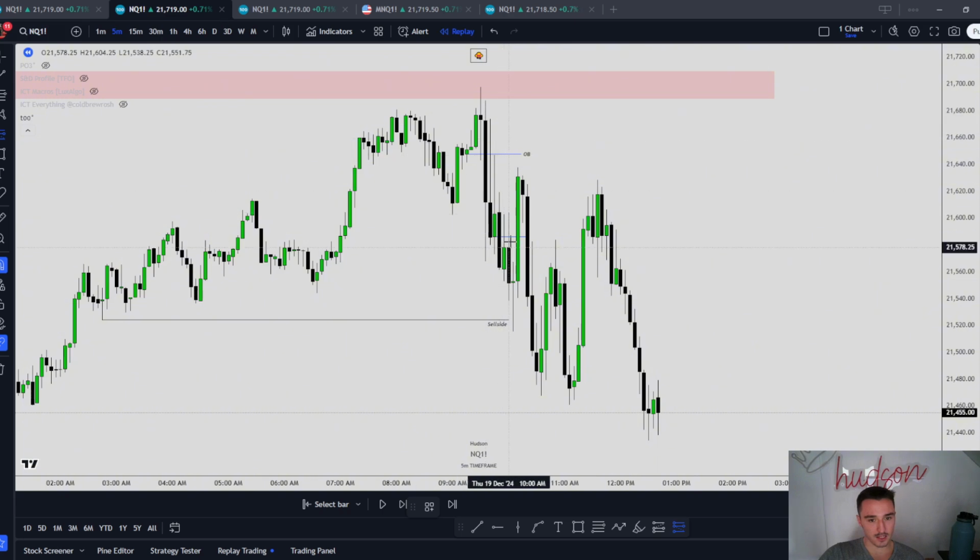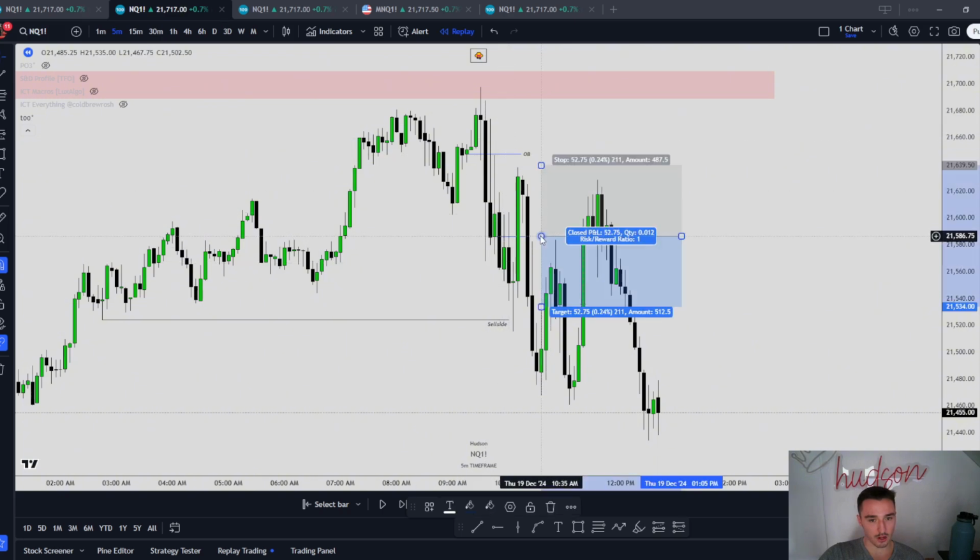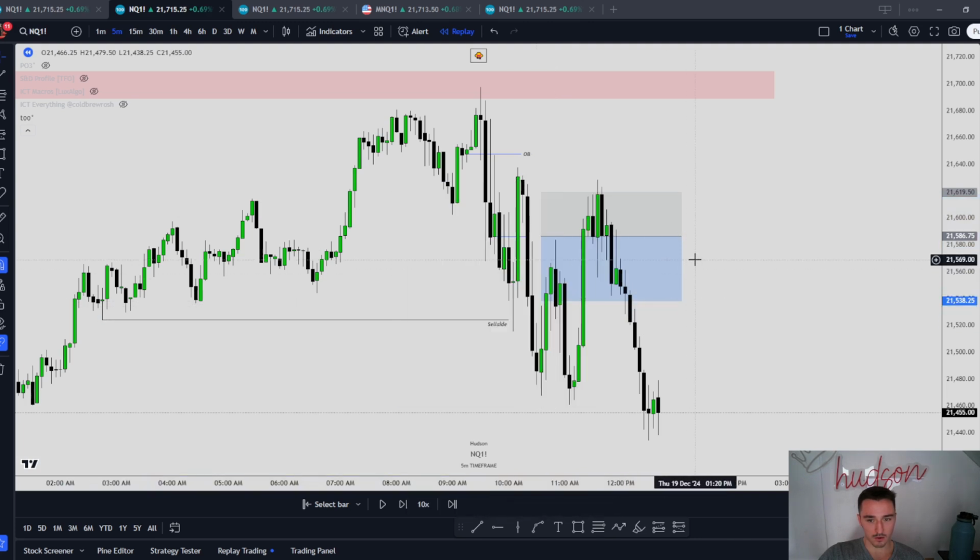So if you didn't get in on this order block, you could have got in on this order block, risked off this candle's high, targeted this low, or just a strict 2R, right?